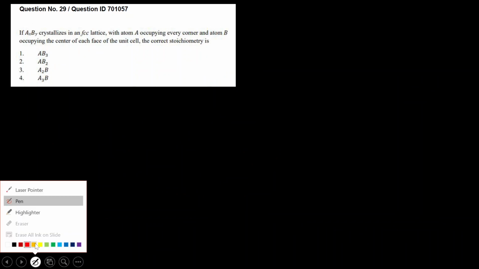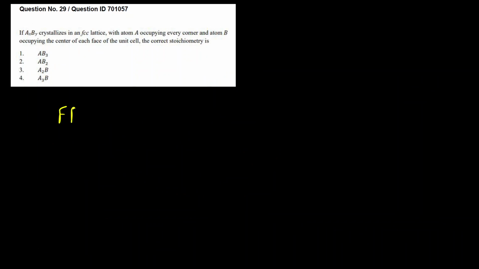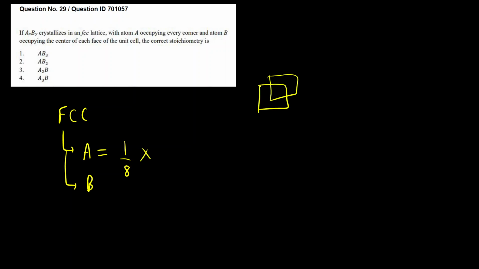FCC, this is a very simple question, straightforward. In FCC, there are 2 atoms, one is A, another is B. B occupies every corner. Contribution at the corner is 1 by 8. In a cube, how many corners are there? We know there are 8 corners. So 1 by 8 into 8, the contribution is 1. So A is 1.